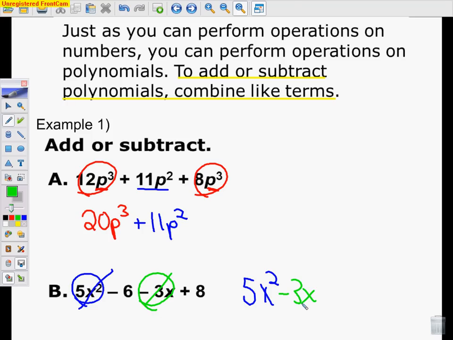All right, and then lastly, we have a negative 6 and a positive 8. What's negative 6 plus 8? Well, that's going to be positive 2. And those are done. Okay, all we did is add like terms. Now, in 5x squared minus 3x plus 2, is there anything in there that are like terms? No. Okay, once again, for them to be like terms, they have to be same variable with the same exponent.